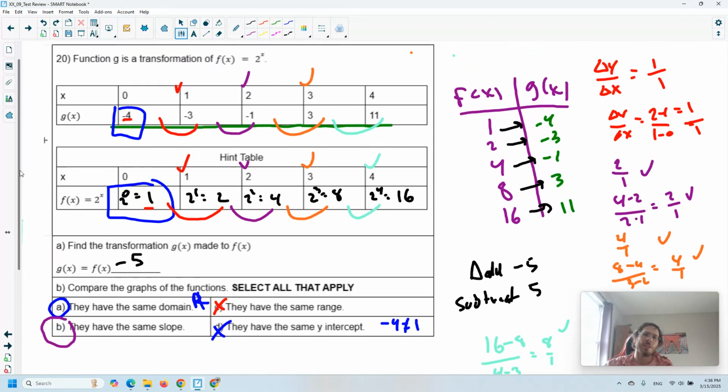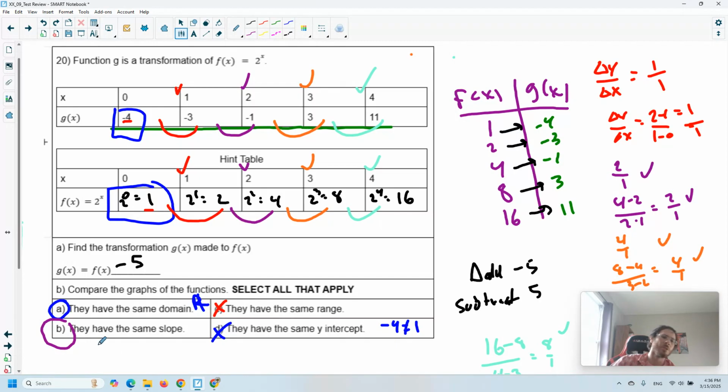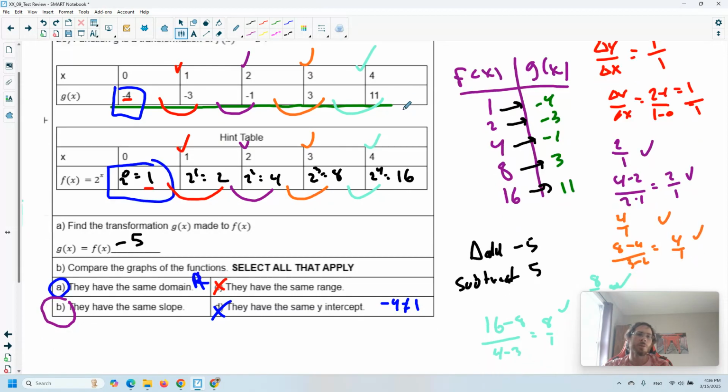So yeah, kind of a long one to do, but they do all have the same slope because our change in y over change in x is always the same. So that's kind of a fun one. That kind of leads into a little bit of the stuff that we were doing in calculus the other day, actually. We're finding out the slopes of all of our crazy curves. So kind of cool. So that's what we got.